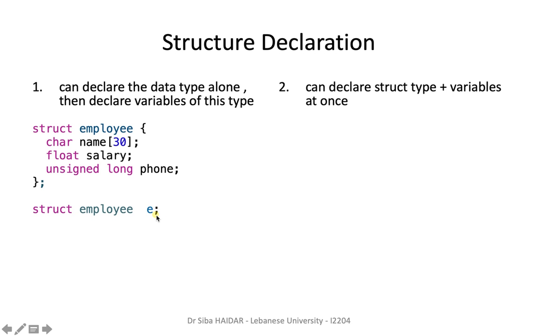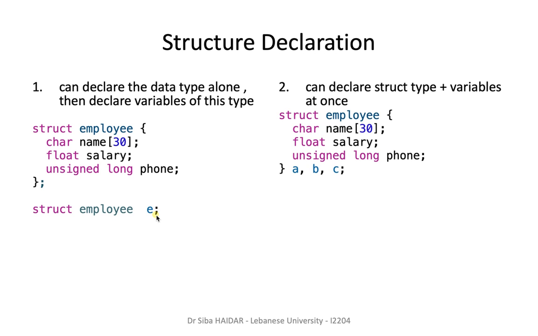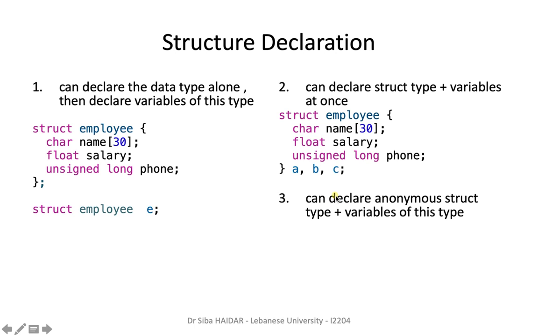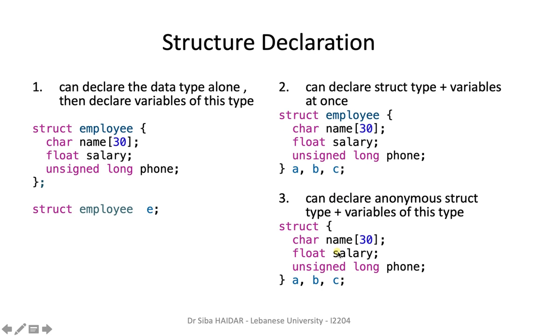You can declare the structure type and the variable at once, as we have seen in the previous slide. Here, for example, I am declaring 3 variables A, B, C of the type employee, along with defining and declaring the type employee itself. And you can declare the anonymous struct type plus the variable of this type. I omit here the employee name, so I only have 3 variables A, B, C of this type, and later I cannot create variables of this type.